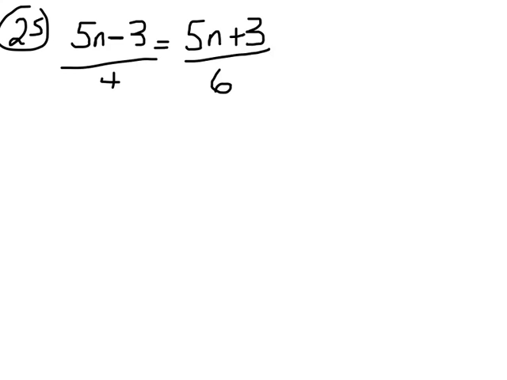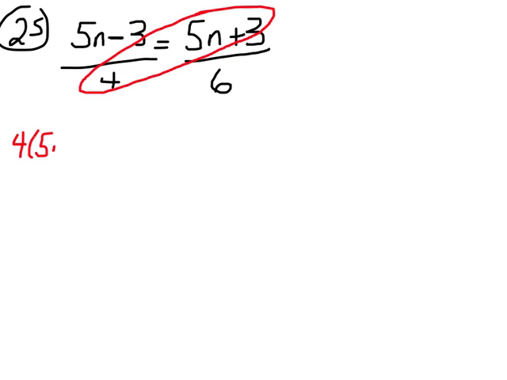They've got variables on both terms, but again, that's not that big of a deal, because remember, it's a fraction equal to a fraction, so that's called a proportion. And we can solve it by cross multiplying. Doesn't matter which diagonal you start with. I'll start with this one. It's 4 times 5n plus 3.